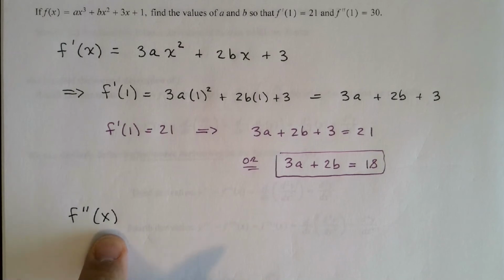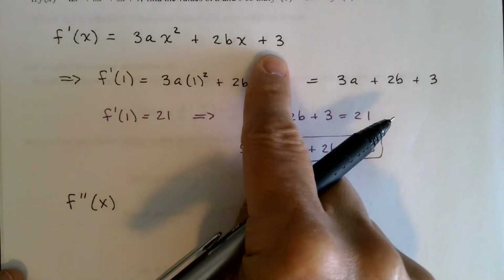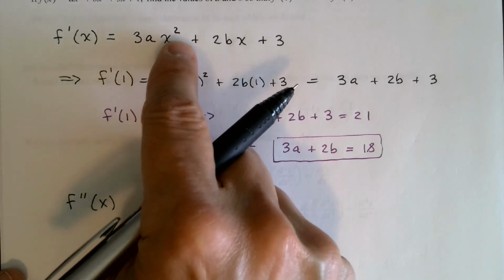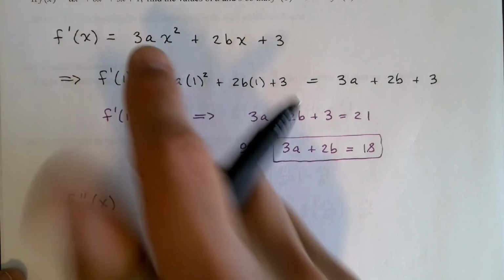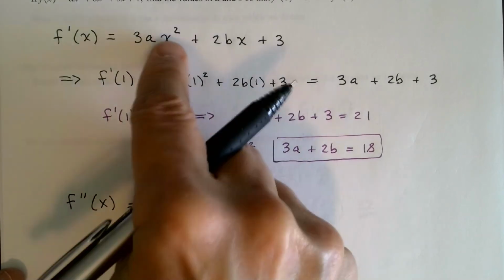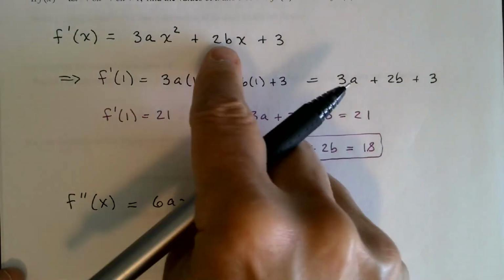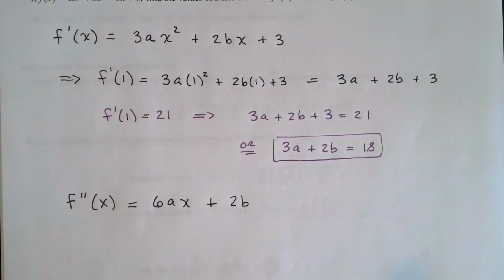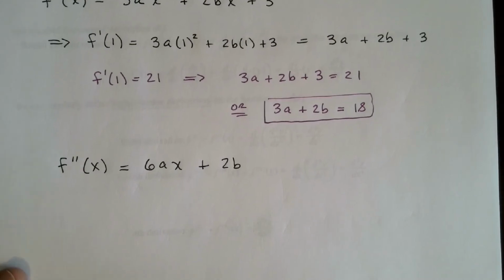How do I find the second derivative? I take the derivative of the first derivative. So what's the derivative of the first derivative? 3a x squared. What do I do? I bring the 2 down. 2 times 3 is 6a x to what? The first. Subtract 1. The derivative of 2bx is just 2b. And the derivative of 3, a constant, is 0. So there's my second derivative.